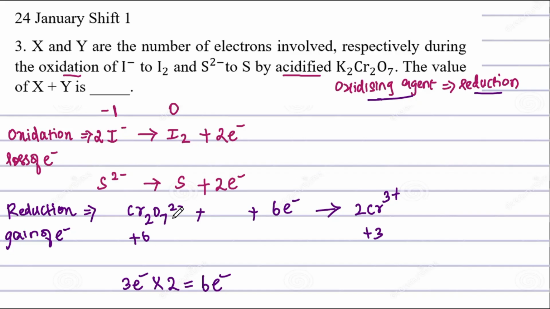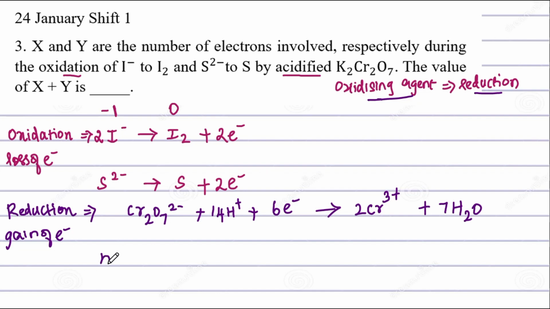You have to balance the oxygen atoms. 7 oxygen atoms are there, so in the product side we write 7 water molecules. In water molecules you have hydrogen: 7 into 2, 14 hydrogen atoms are there. So to balance that, in the reactant side you have to write 14H+. So now the oxidation half reaction and reduction half reaction should be added.